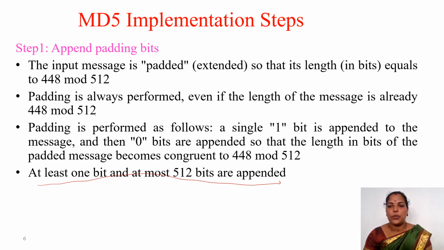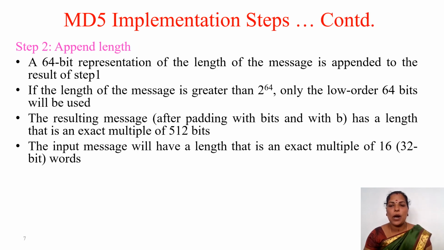Next is step 2. In this step, we are appending the length, because we need to know the size of the actual message. For that we append the length in the second step. So a 64-bit representation of the length of the message is appended to the result of step 1. First we append padding bits, then we append the length.